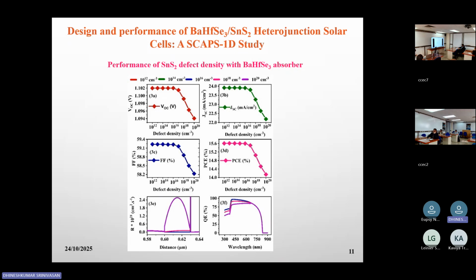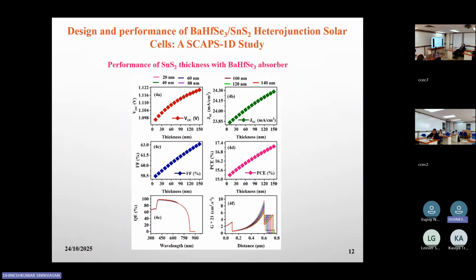And these results emphasize that controlling defects in the SnS2 buffer layer is crucial for enhancing both electrical and optical performance, ensuring optimal charge transport, reducing recombination, and maximizing the efficiency in barium hafnium selenium based thin film solar cells. Based on this finding, the defect density of 10^14 cm^-3 in the SnS2 buffer layer was identified as the optimal condition for achieving efficient and stable performance in barium hafnium selenium based solar cells. This value was therefore selected for all subsequent simulation studies in this work.